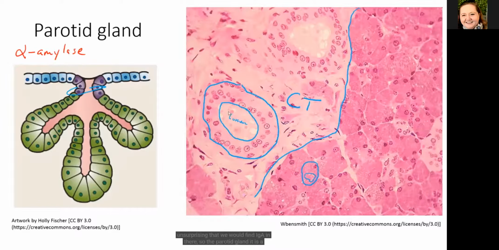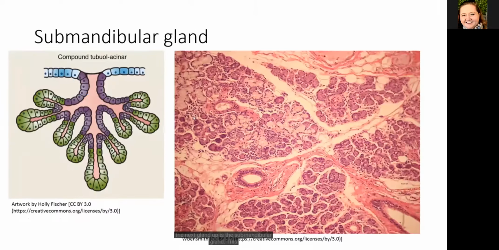These glands, having a duct, are exocrine glands, and so it's unsurprising that we would find IgA in there. So the parotid gland is a branched acinar gland. It is serous secretion only, and its secretions include things like alpha amylase and immunoglobulin A. Making our way forward, the next gland up is the submandibular gland.